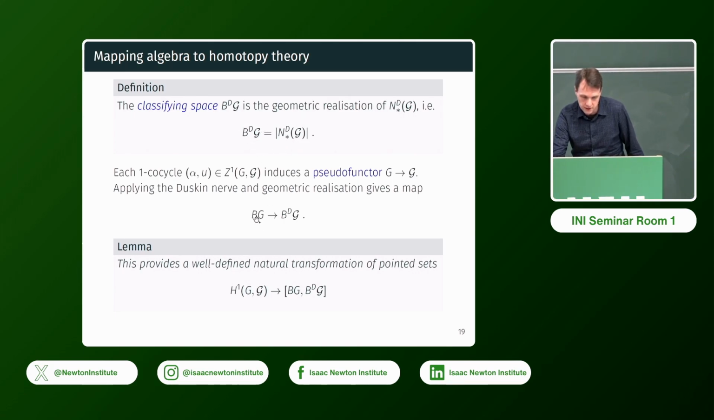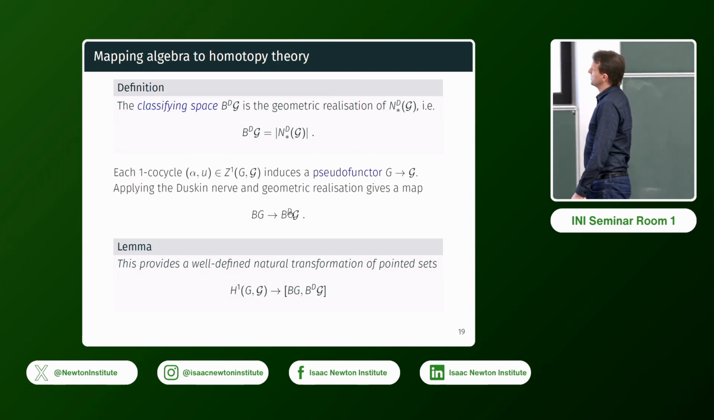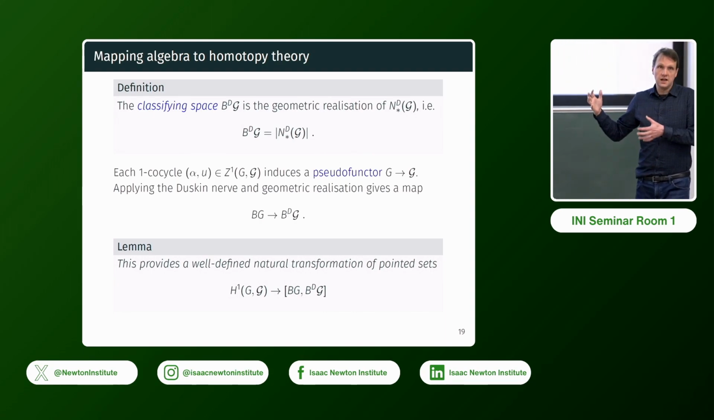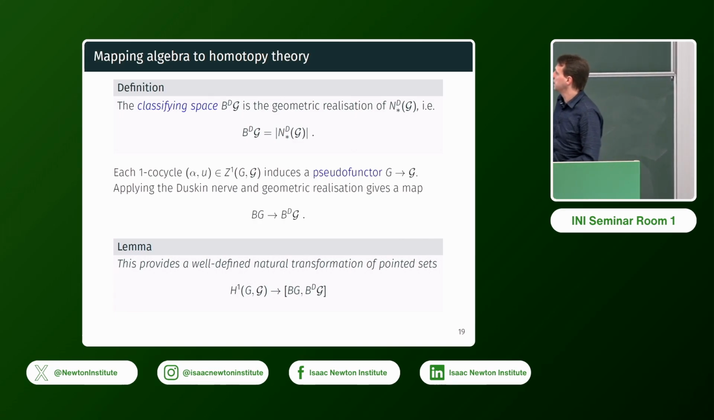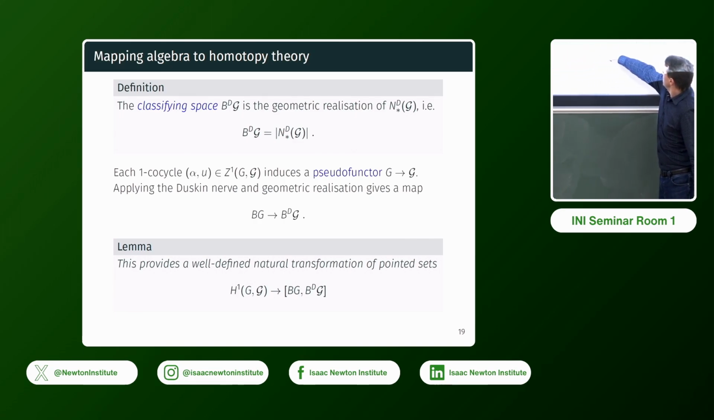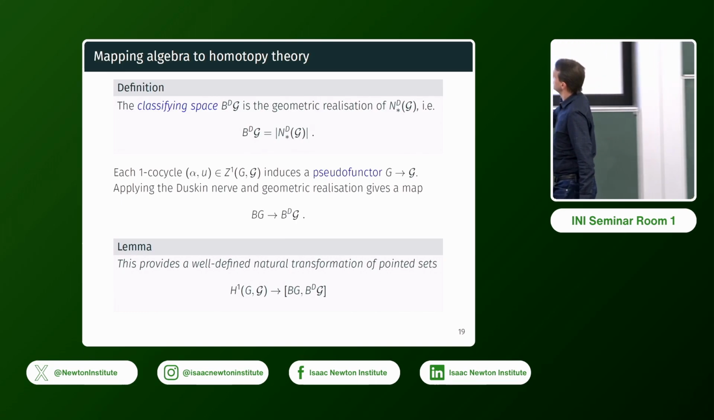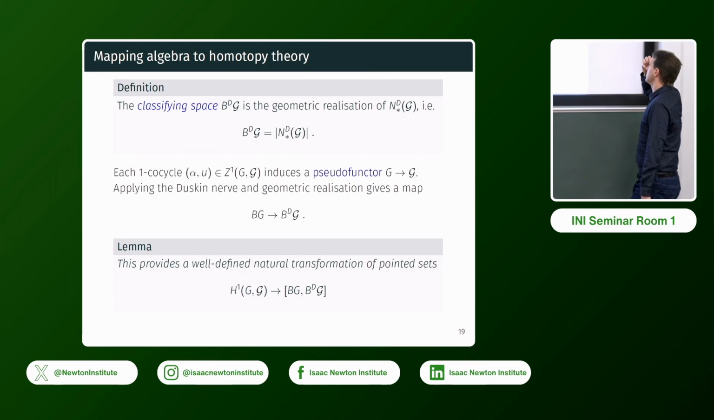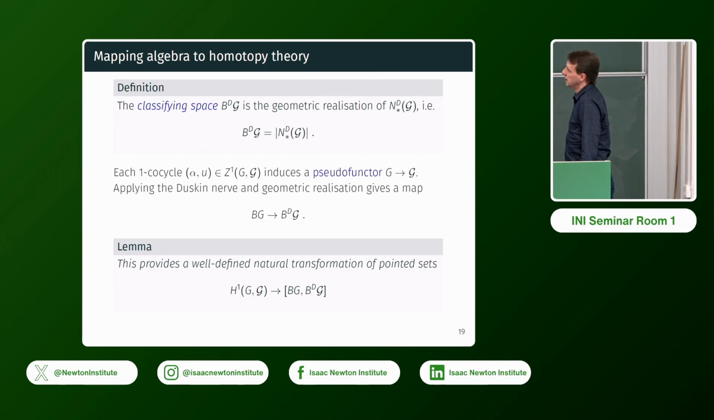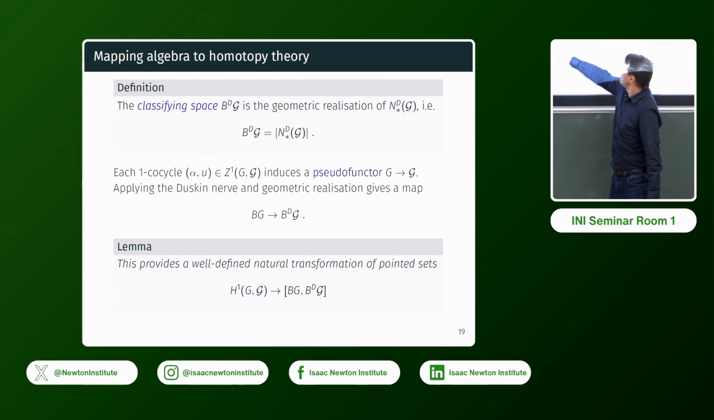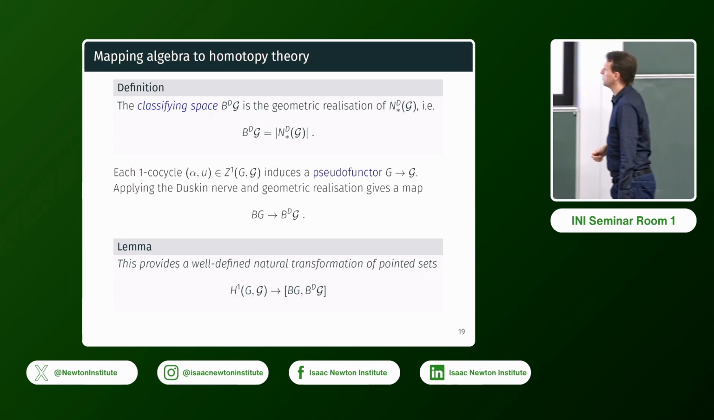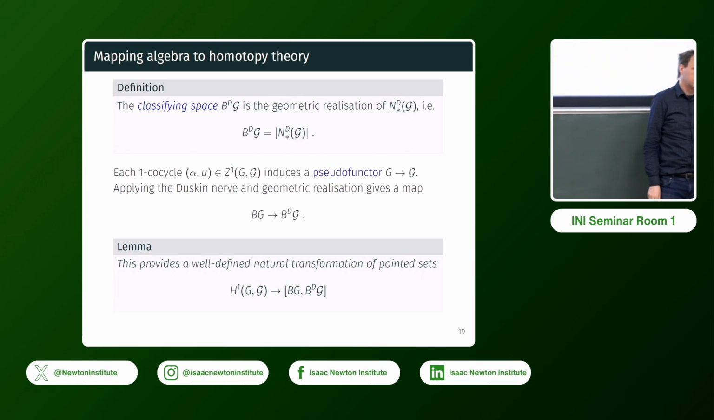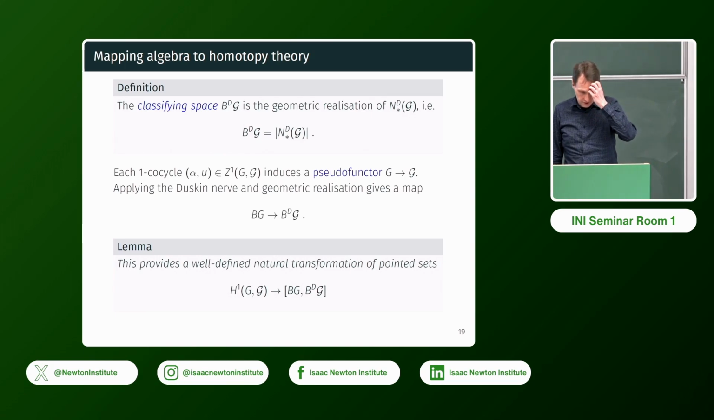So I get now a continuous map between these topological spaces. And what that allows us to do is map the cohomology sets that we had here, on G with coefficients in the crossed module, to homotopy sets. So I have this natural transformation from this cohomology set to the set of homotopy classes of maps between BG and the classifying space of the crossed module. And you have to check, of course, that if you change such a cocycle up to a coboundary, this thing only changes up to homotopy. But that's something that is true.